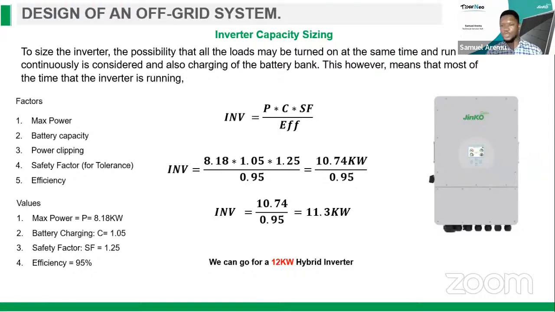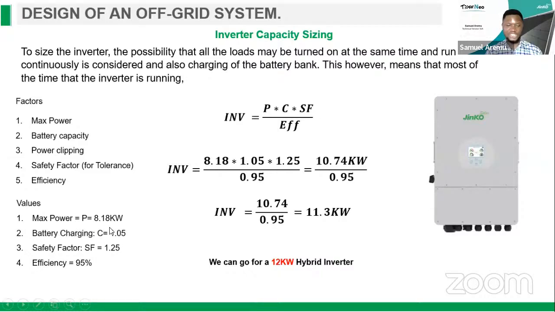So what are the factors we need? We need the maximum power and battery capacity. If you sized your solar panel first, you need to consider the power rating of the inverter. We also need a safety factor in case they want to add more equipment to the office or the industry, and also the efficiency of the inverter. So what is the maximum power of the office? The total load consumption, that is 8.1 kilowatts.